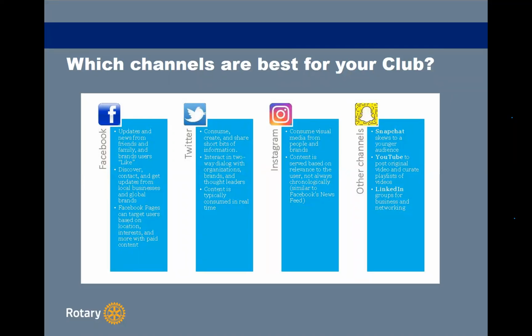So for Facebook, updates and news from friends and family, and brand users or likes. Really, Facebook is very tangible and it's all about relationship building. And that's what we really want to focus on, telling your story on Facebook. In comparison to Instagram, Facebook is where you'll share loftier, longer comments. That's where you can really do more storytelling, as opposed to Instagram, which is a lot more visual. And especially with Rotary, Facebook's the opportunity where you want to really talk about your service projects and what matters to your club specifically.